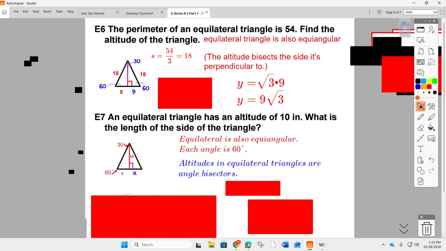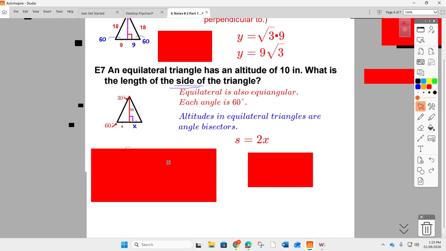Because we just said that this altitude bisects this. So we know that this and this are congruent. So if we're looking for the side of the triangle, we're going to find this length, and we're going to multiply it by 2. Does that make sense, Tam? Does that make sense, Gerard? All right. So now, x is the short leg. We know the long leg. So all we've got to do is plug in. We don't like this one a lot, but that's all we got to do.